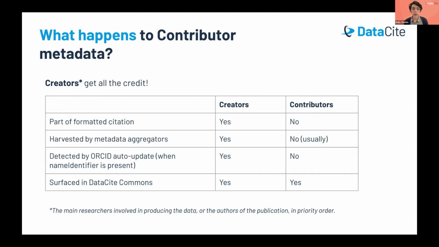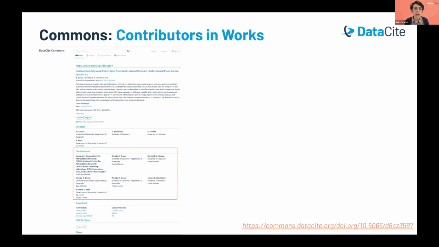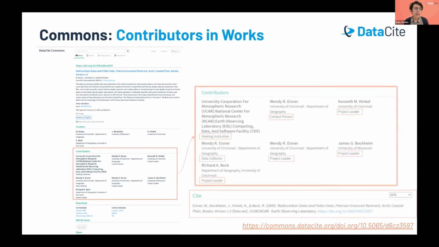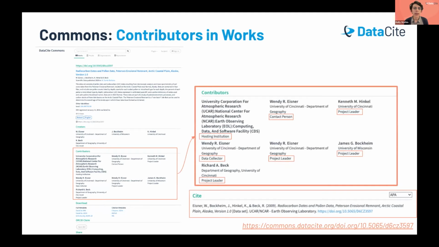Also, tools like ORCID Auto Update that take advantage of connections between PIDs prioritize creators over contributors. However, one tool that does surface contributor metadata is DataCite Commons. Commons is our search interface, and it allows users to search for works, people, organizations, and repositories. This page shows the metadata for a work. Here we can see that the DOI has a mix of different contributor types, hosting institution, contact person, et cetera, representing both organizations and people.